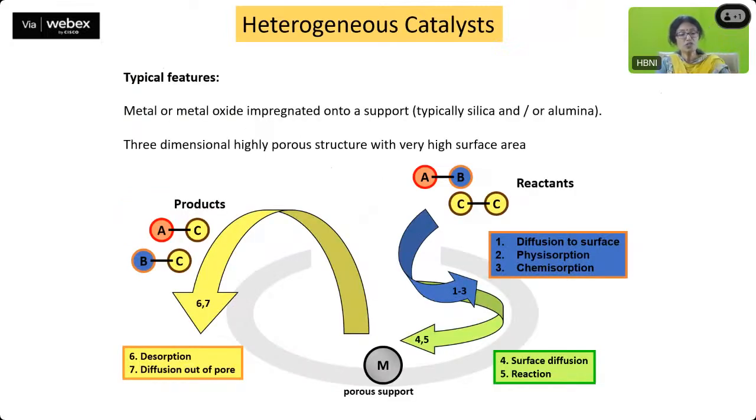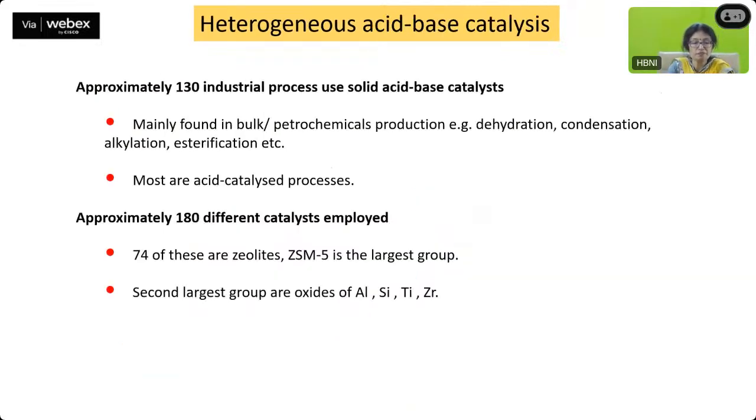So what are the typical features? Metal or metal oxide are generally impregnated onto a support, as we discussed. Typically, the support can be silica or alumina. And you have three-dimensional, highly porous structures with a very high surface area. And these are the different stages which I have again shown over here.